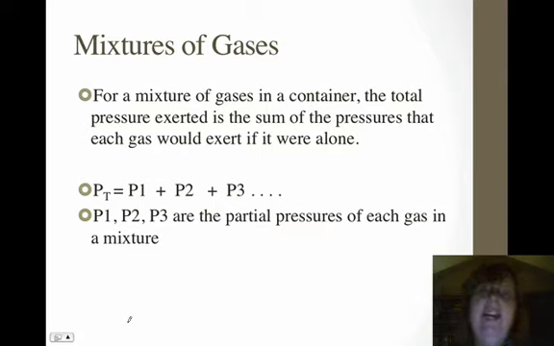Hi, this is the last video for gas laws. We are looking at a mixture of gases in this video. So it's the last gas law we have to learn. It's known as Dalton's law of partial pressures. And it's a pretty easy concept.